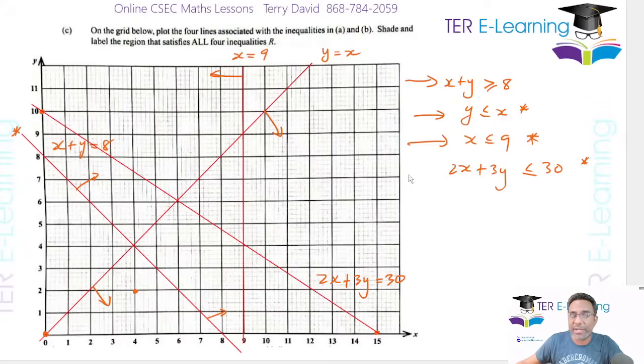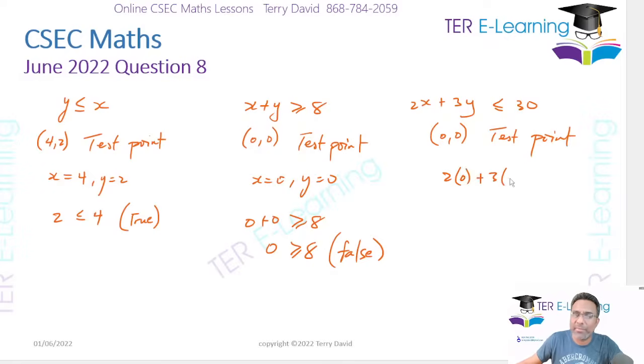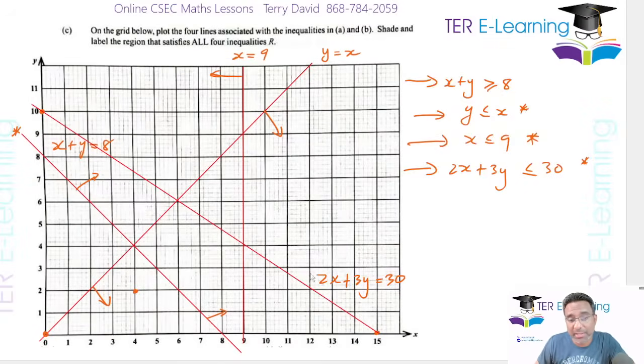And the last one we need to check now is this one here. 2x plus 3y is less than or equal to 30. I'm going to use 0, 0 as my test point again. So we're going to say 2 times 0 plus 3 times 0 less than or equal to 30. So 0 is less than or equal to 30. So that is true. That means the test point lies in the region that I should be shading. So for this graph, I need to be shading this way.